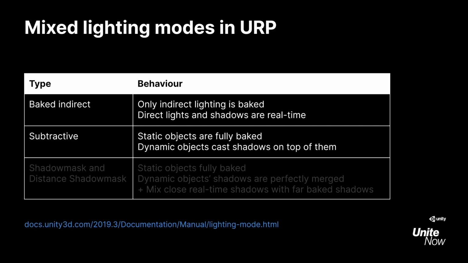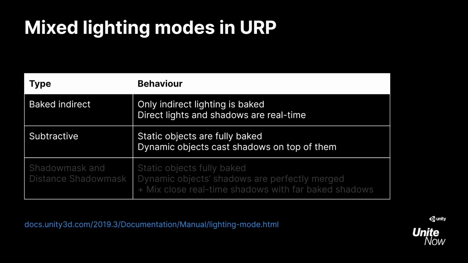Now that we understand real-time lighting and baked lighting, we can talk about mixed lighting. Mixed lighting is a bit of a complex subject because you can have different types of mixed lighting. We call them mixed lighting modes. And URP supports 2 out of 3 of them. So it supports baked indirect and subtractive. It doesn't yet support shadow mask and distance shadow mask, which are basically the same mode, but it will come in the future. So baked indirect works this way, right?